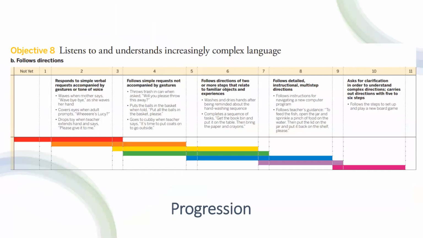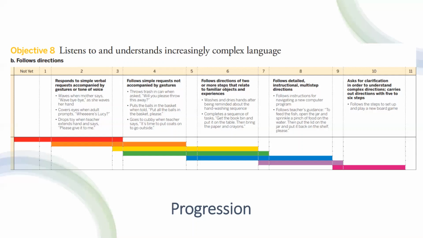Here's an example of what that looks like. Here, the objective is listens to and understands increasingly complex language, and the dimension is follows directions. This shows how children generally acquire this skill over time, building upon what they've already learned.